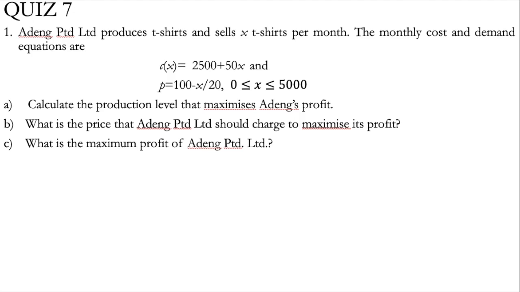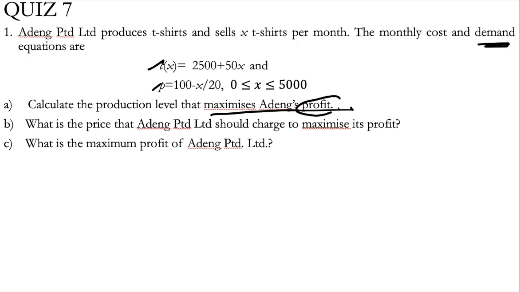Arding Private Limited produces t-shirts and sells X t-shirts per month. The monthly cost and demand equations are given by C and also P. P is not the profit function here. P here is the demand function. See carefully. In which the quantity must be between 0 up to 5,000, the limit. Okay, A, calculate the production level that maximizes profit.